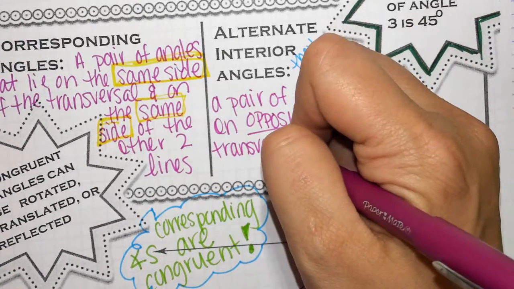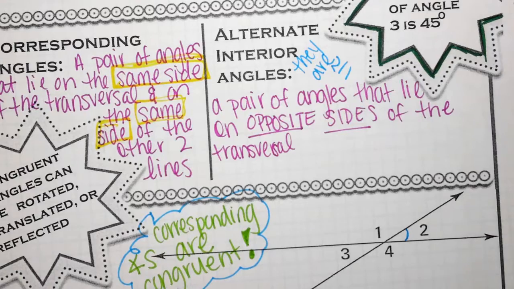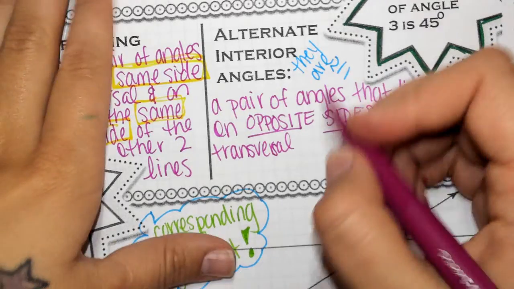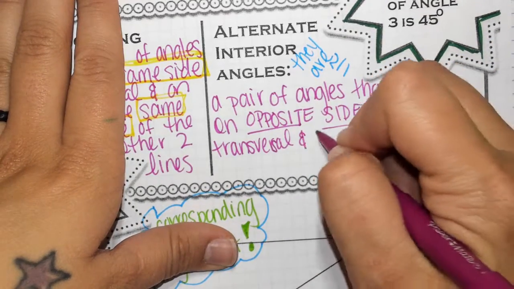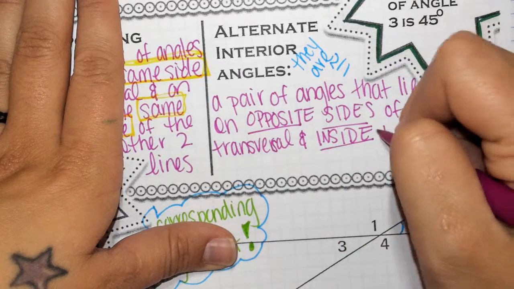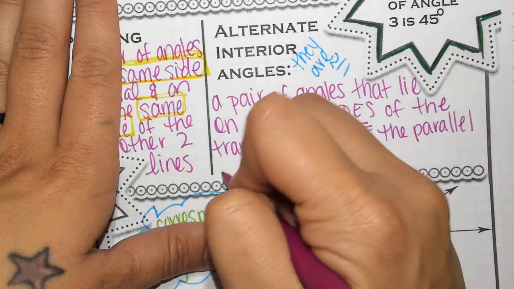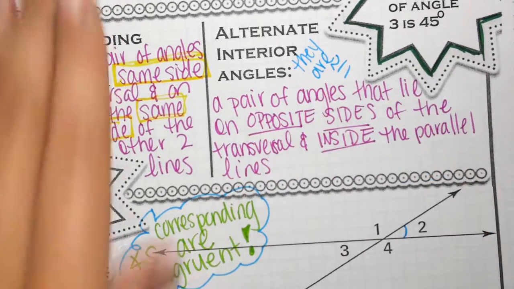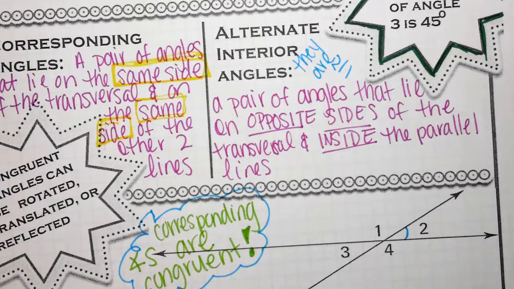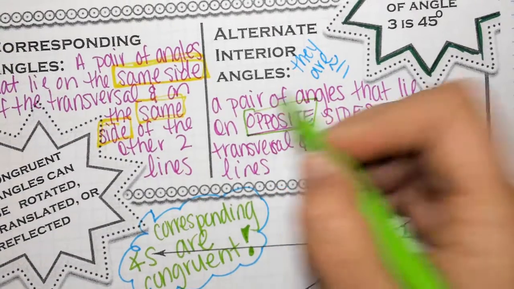And what else do they have to be? If they're interior, what do they have to be? Inside the other two lines, the parallel lines. Highlight opposite side and inside, or underline it.